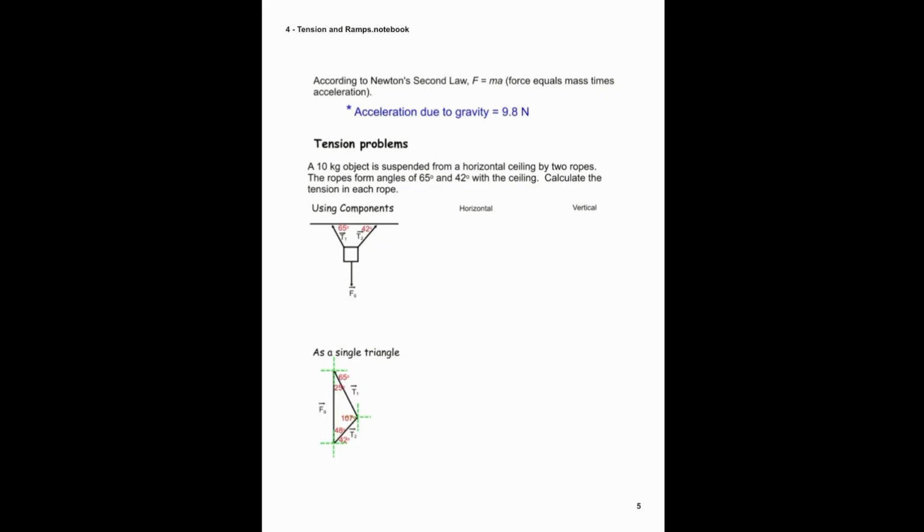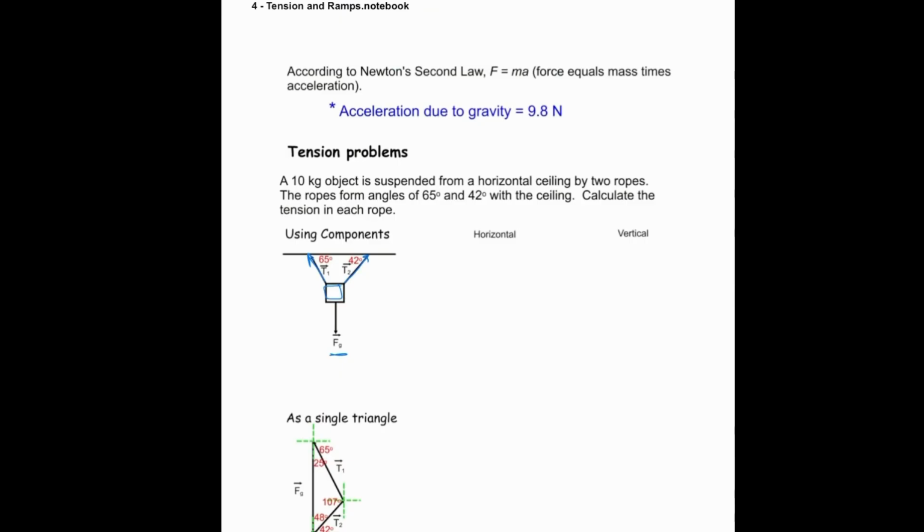We're going to start by looking at a typical tension problem. So we have a 10-kilogram object suspended from a horizontal ceiling, and it's being held up by two ropes. One of them has an angle of 65 degrees with the ceiling, so this one here, our rope number 1, and the other one has an angle of 42 degrees with the ceiling. And we can see here is the sign, and it is being pulled down by this Fg, or force of gravity. So tension is the pulling force inside a rope, a string, or a cable. And if a rope is holding up a sign, the rope pulls up on the sign, balancing out the force of gravity that's pulling it down.